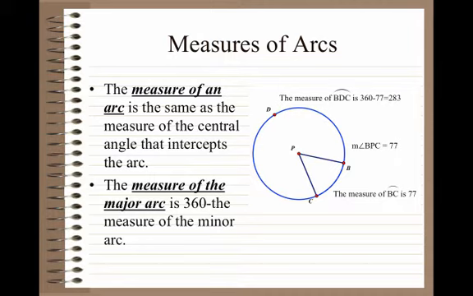Now the measure of the major arc is always going to be equal to 360 minus the measure of the minor arc, which should make sense. Together, the major arc and the minor arc have to add up to 360. So subtracting the minor arc from 360 will give us the measure of the major arc.